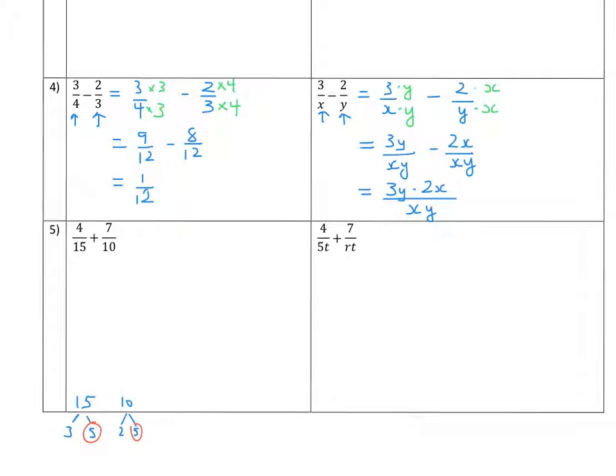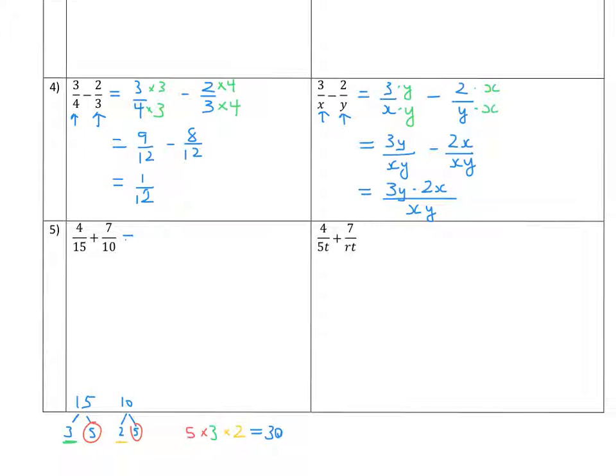So when I go to get my common denominator, it's going to be 5 times, and then this one has a factor of 3 that the other one doesn't have, so I need to pick that up. And this other, the 10, has a factor of 2 that the 15 didn't have. I need to pick that up. So 5 times 3 is 15, times 2 is 30. My common denominator would be 30 for this particular question.